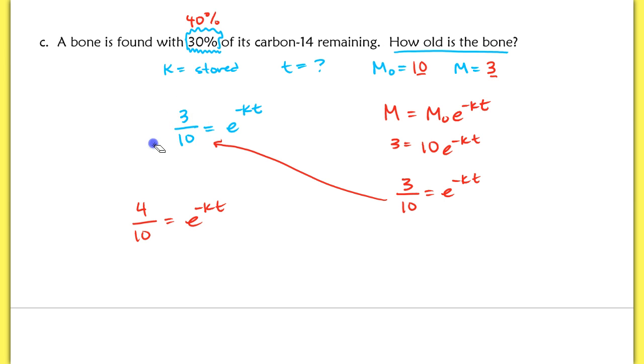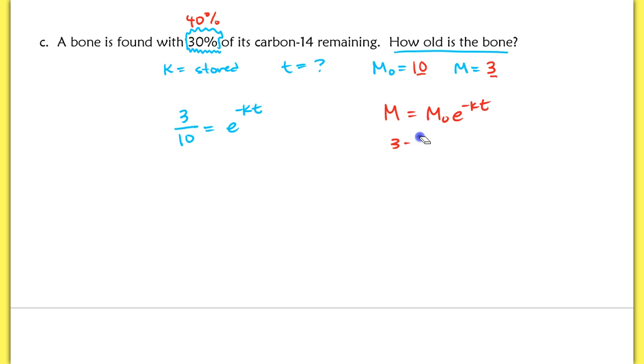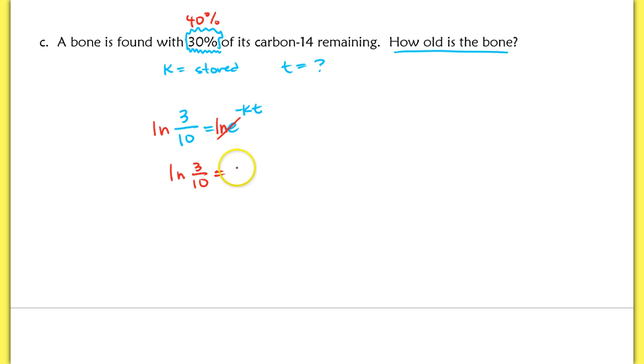Okay, so if we want to solve for t here, let me erase everything else. We want to isolate t, and we're going to take the natural log again on both sides. So we have the natural log of 3/10 equaling, on the other side, this is going to cancel, leaving me with negative kt. Remember, we already know what the k value is, so I can divide by negative k to isolate t. So t is going to equal the natural log of 3/10 divided by negative k.